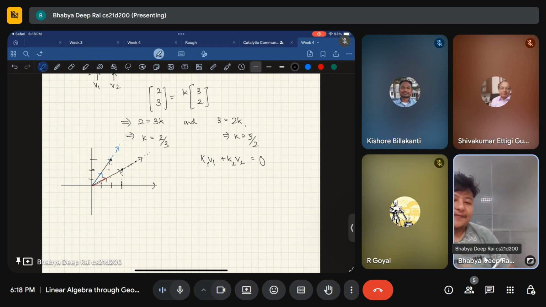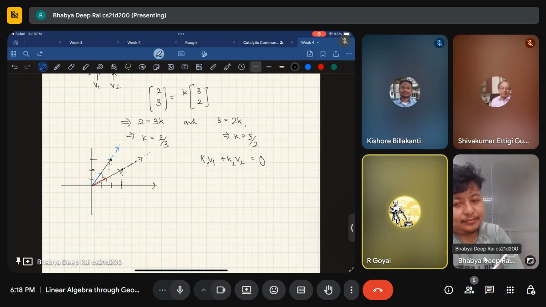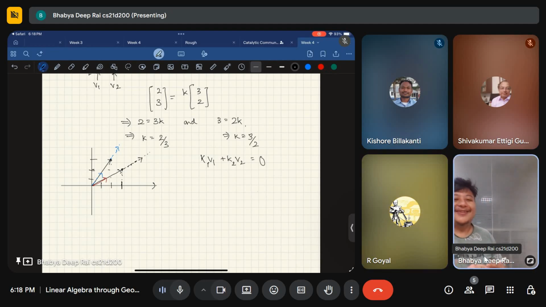But what if, say, either v1 or v2 is the 0 vector? So both should be equal to 0, or both will not be equal to 0. What if v2 is equal to 0? Then it's satisfied that k1 should be equal. That's right. Okay, interesting. This is definitely one way.